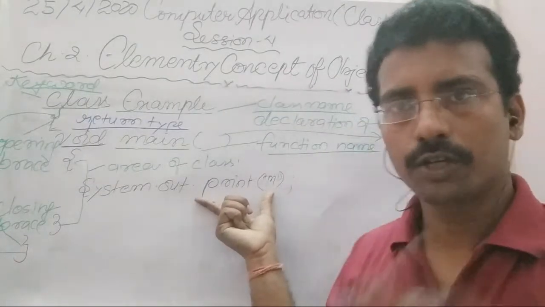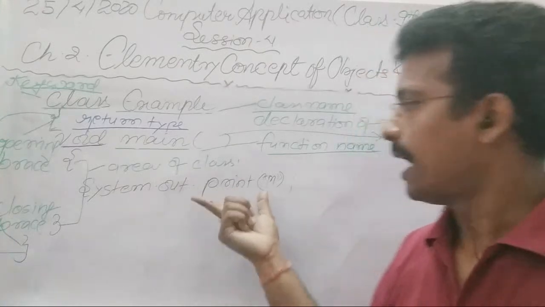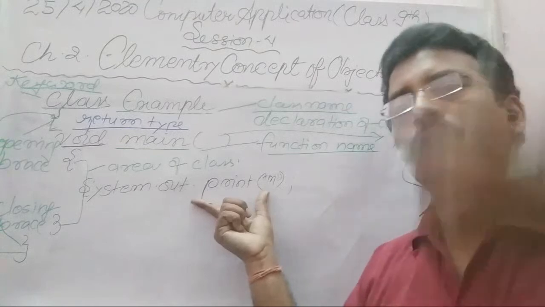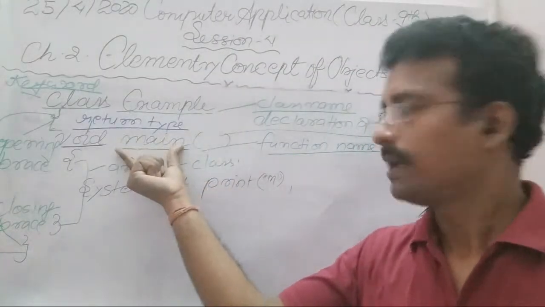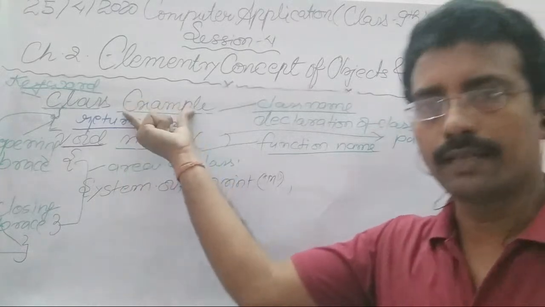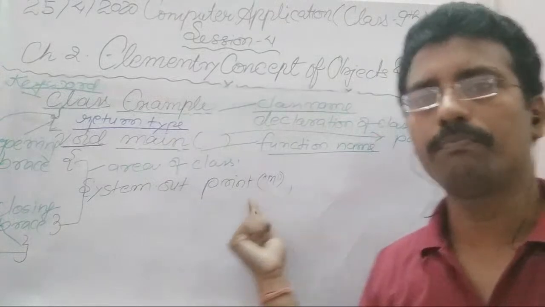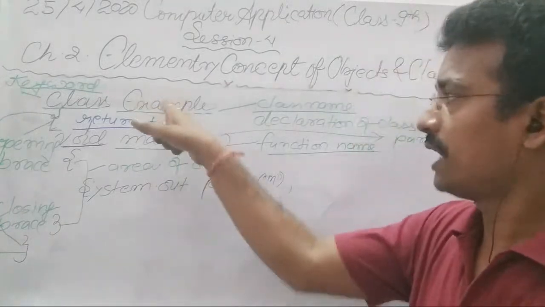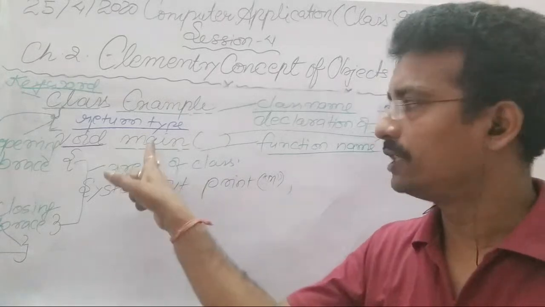So you already have a little bit of an idea, and now you can guess some more details about this. This is the function name. That is the function of class example, and this function is going to perform this operation, printing a message. So this class is going to print a message with the help of this function.